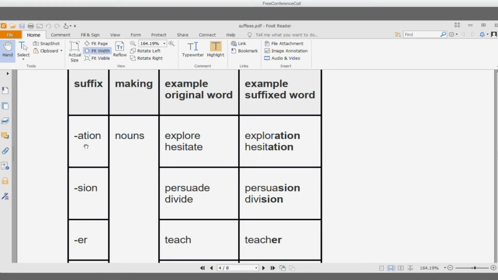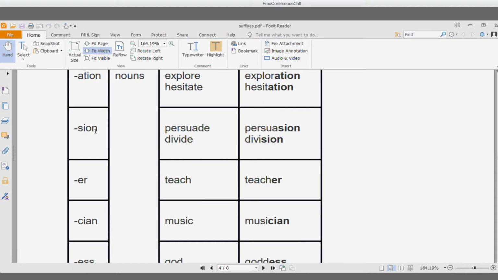For example, ation هذه الإضافة تضاف إلى الأفعال لتحويلها إلى أسماء. For example, explore exploration، hesitate hesitation. So هذه الإضافة تضاف إلى الأفعال مثل explore hesitate لتحويلها إلى أسماء. عندي sion هذه أيضا تضاف إلى الأفعال لتحويلها إلى أسماء، مثلا persuade يقنع، persuasion إقناع، divide يقسم، division تقسيم، فصارت تتحول عندي الفعل إلى اسم.